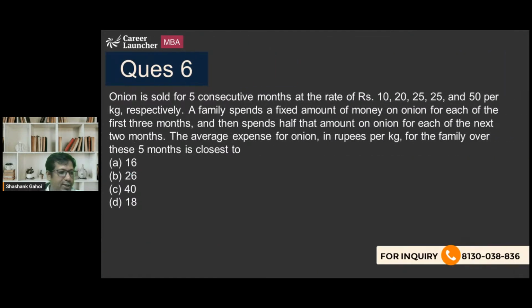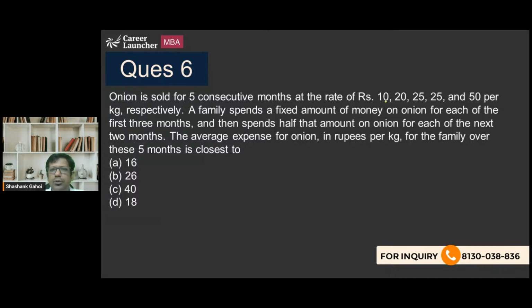Now let's move on to the next one. What does it say? Onion is sold in 5 consecutive months at a rate of 10, 20, 25, 25, and 50 per kg respectively. A family spends a fixed amount on onion for each of the first 3 months, and then spends half the amount on onion for the next 2 months. What is the average expense on onion?